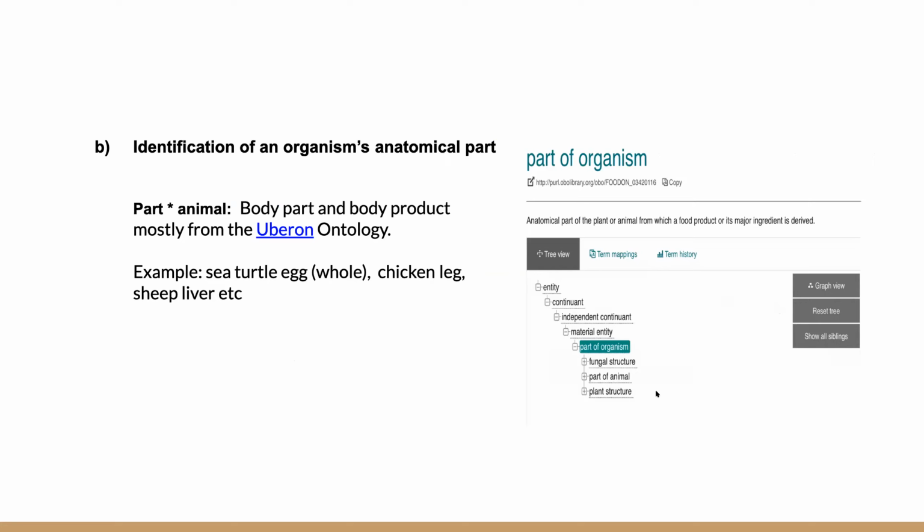Like body part and body product terms, we are mostly importing from the Uberon ontology, which is an integrated cross-species ontology covering all anatomical structures in animals. For example, we are coming up with part terms like sea turtle leg whole, chicken leg, sheep liver, etc.